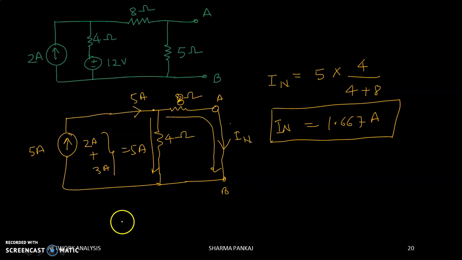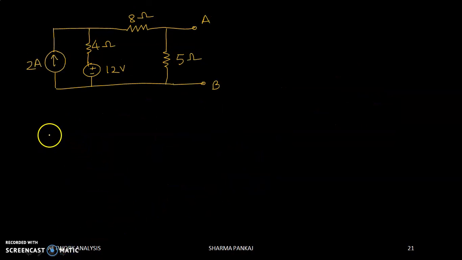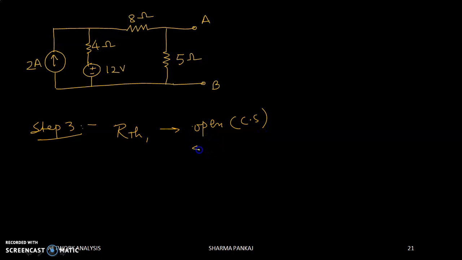Okay, now step number 3. What is the step number 3? Let us understand. This is our original circuit. Step 3, that is to find RTH. What we are going to do? Open current source, and short circuit the voltage source. This is in short. We have studied in detail in previous videos.